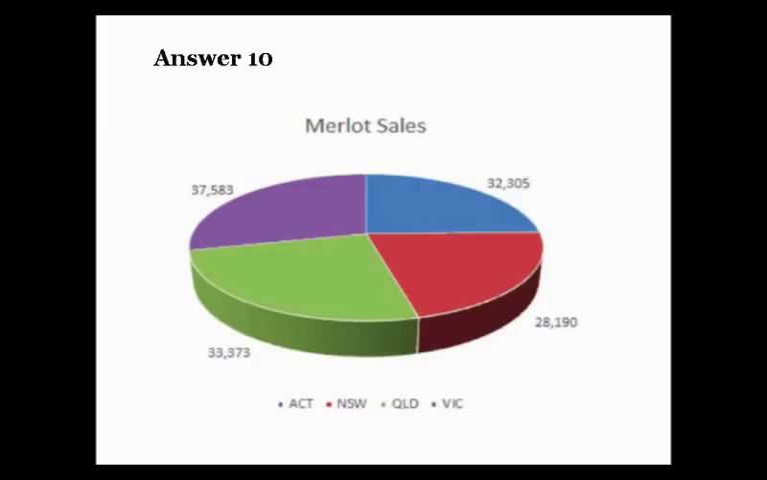Last but not least, the sales in Queensland is 33,373. The sales in Victoria is 37,583. In conclusion, the largest proportion goes to Victoria, while the smallest proportion goes to New South Wales.